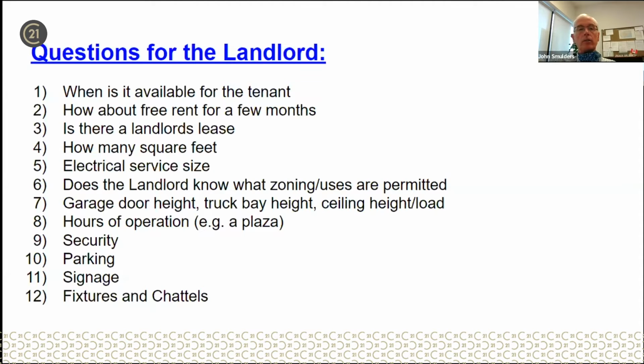So, questions for the landlord. We're going to go through these. When is it available? How about free rent, landlord's lease? How many square feet, electrical service? Zoning, some specifics for some mechanical or heavy duty equipment leases, security, parking, signage, fixtures, and chattels. We're going to go through these.